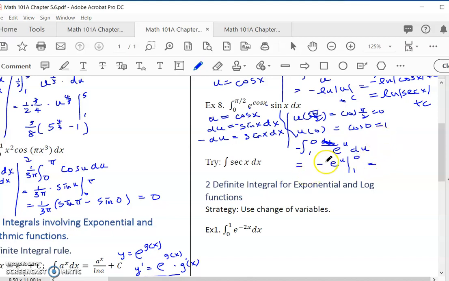So we can change it to positive. Well, yeah, maybe we should do that. 0 to 1, positive, and e to the u. That means e to the 1 minus e to the 0. So that's e minus 1.